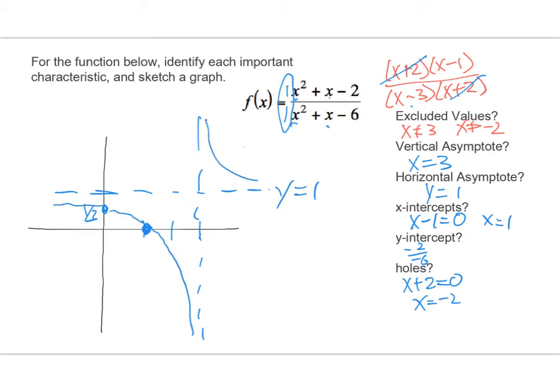Cool. Something like this on the other side. At negative 2, we're going to have a hole. And if I plug negative 2 in, we get negative 2 minus 1 over negative 2 minus 3. That would end up giving us negative 3 over negative 5, or 3/5.